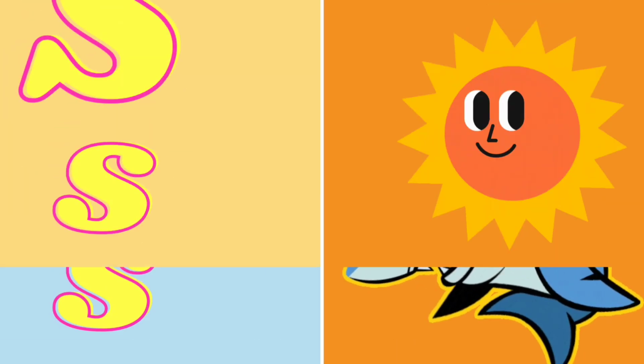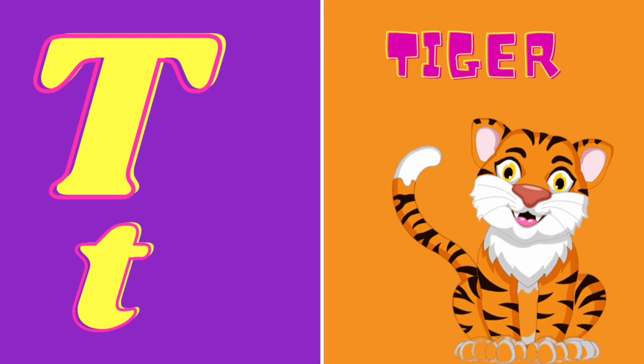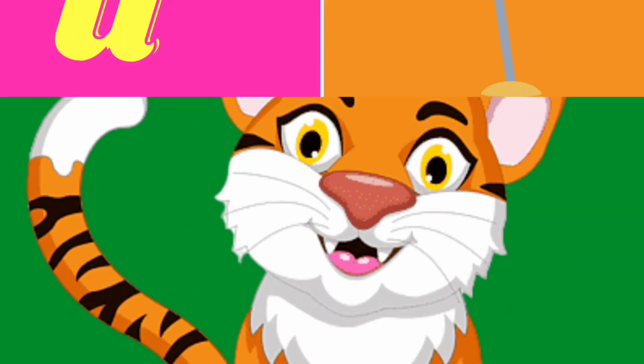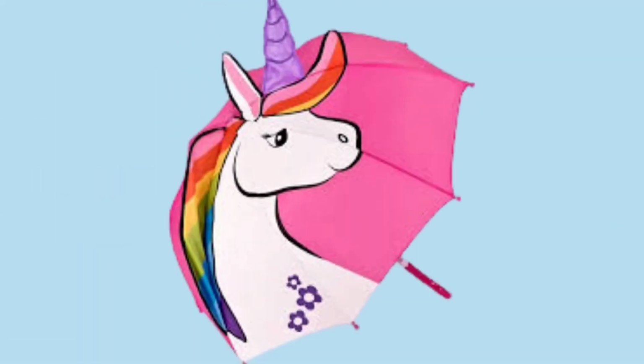S for shark, S for sun, shark sun. T for tiger, T for teeth, tiger teeth. U for unicorn, U for umbrella, unicorn umbrella.